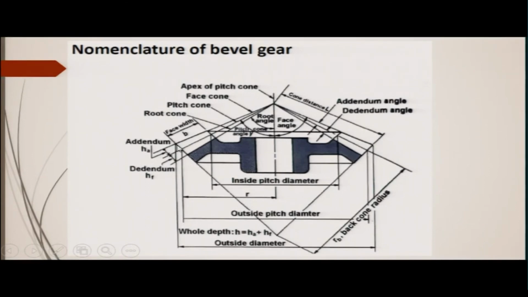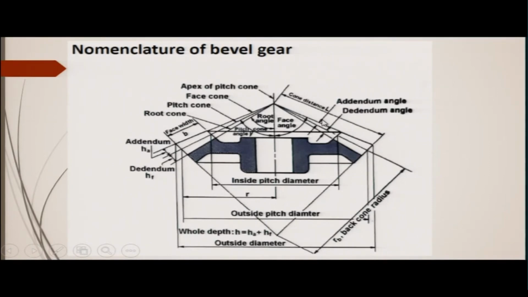From this point to this point, this is the outside diameter, and the pitch diameter will be from this point to this point, and this is half of it. So, this is the radius, half of this pitch diameter. In the case of a bevel gear, this is called the outside pitch diameter. Now, from the pitch circle of one tooth up to this distance is called the back cone radius.